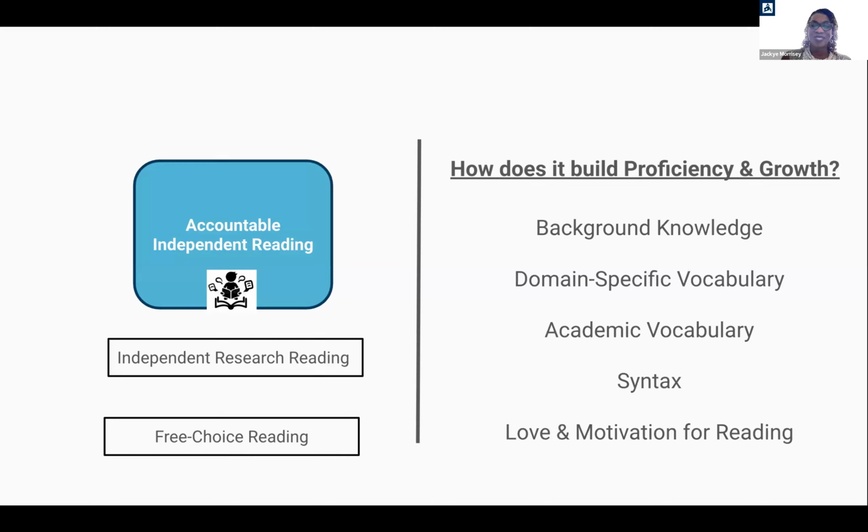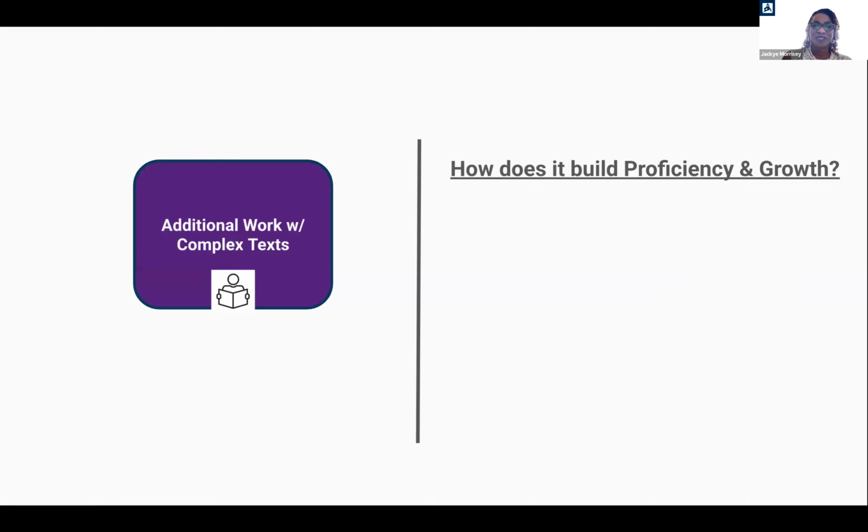As students are engaging in accountable independent reading, they're growing in a number of areas. They're gaining a greater depth of background knowledge. They're also increasing their domain specific and academic specific vocabulary. They're learning more about the syntax of sentences and how those sentences and phrases are put together. And as I said before, they're gaining a deeper love and motivation for reading books.